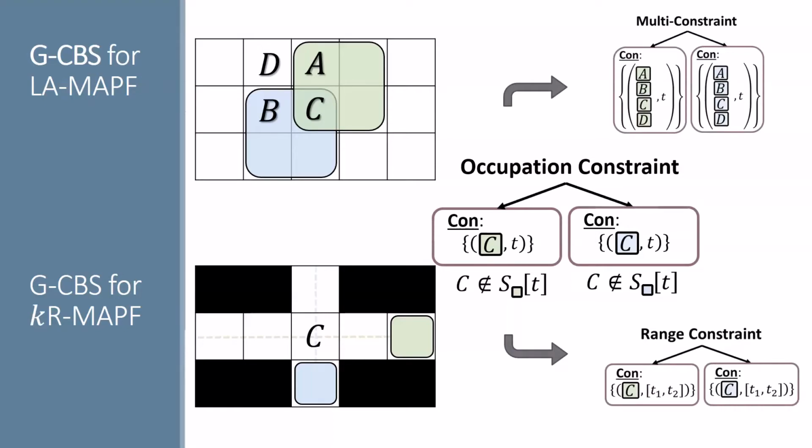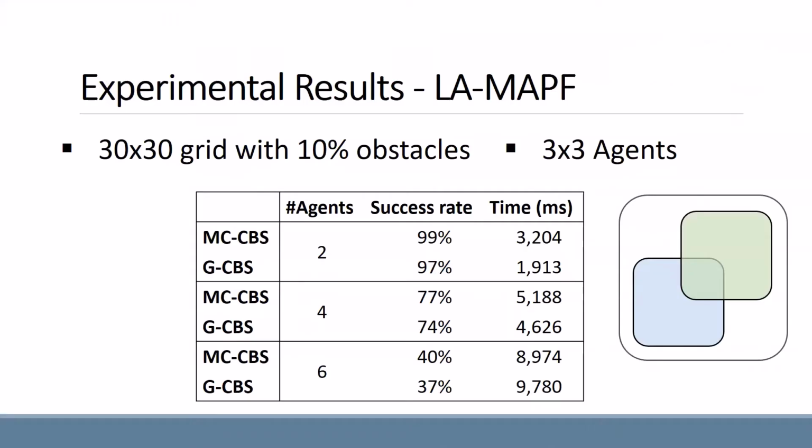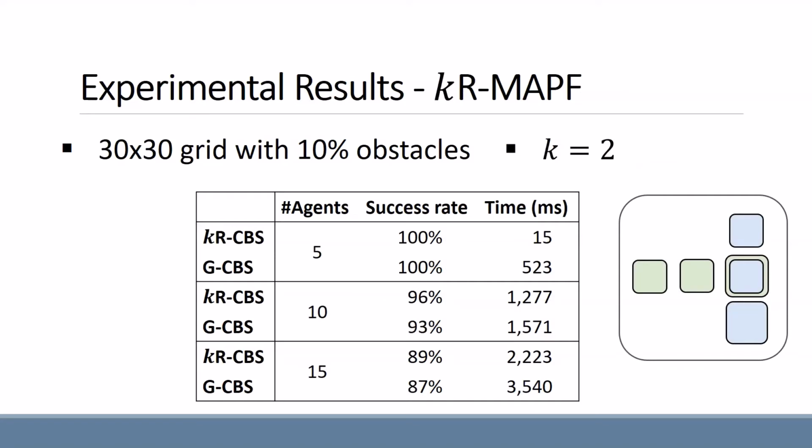We ran experiments on 30 by 30 grids with 10% obstacles. The size of the large agents in this experiment is 3 by 3 cells. We can see that both algorithms, MCCBS and GCBS, almost achieve the same results in terms of success rate and planning time. We also performed a similar experiment for k-robust agents with k equals 2. Here also, both algorithms, KRCBS and GCBS, performed similarly.